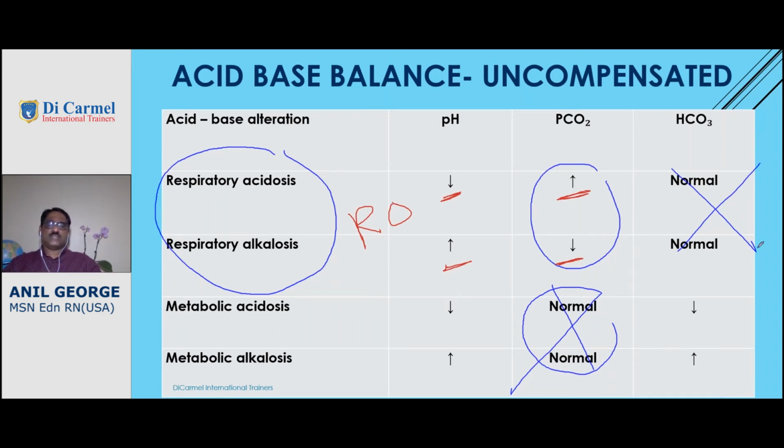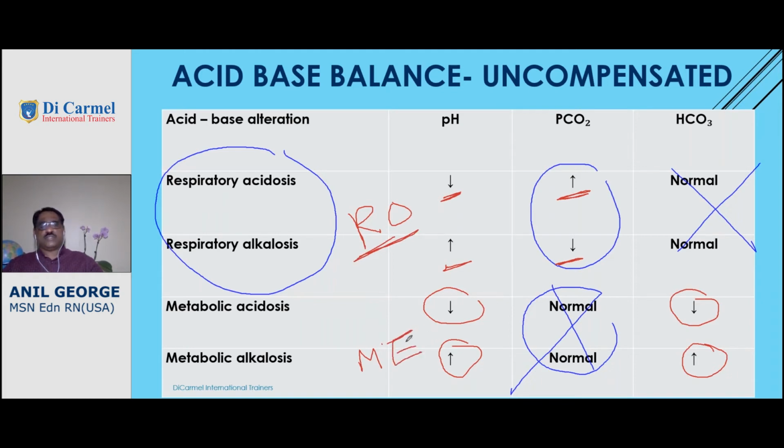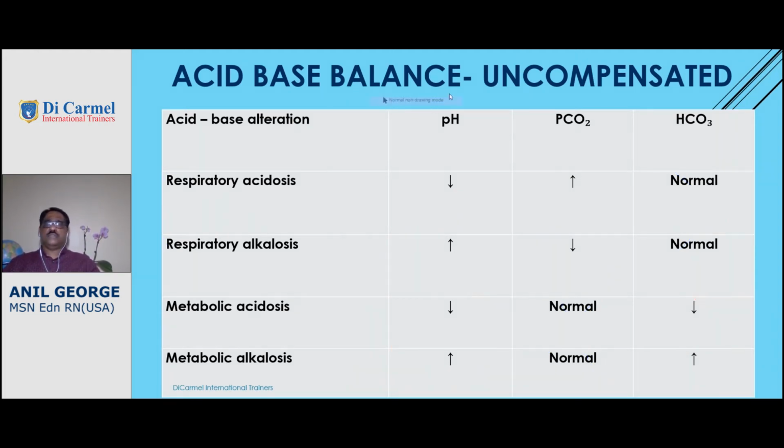Whereas, let's look into the metabolic one. When bicarb decreases, the pH also decreases. When bicarb increases, the pH also increases. So this is what we heard as the ROME, right? The respiratory opposite and the metabolic equal, in the same direction. That's all it means. Okay. So that's another clue you can use for remembering or identifying these changes easily when you come across some questions.